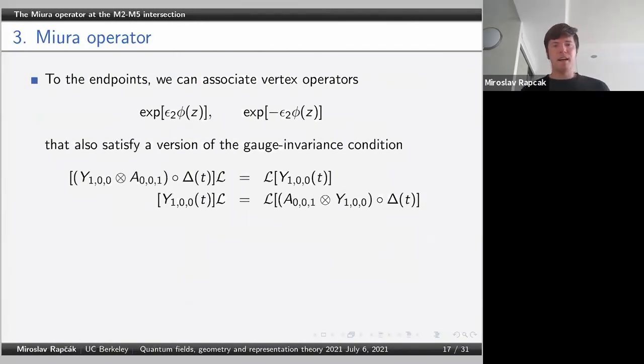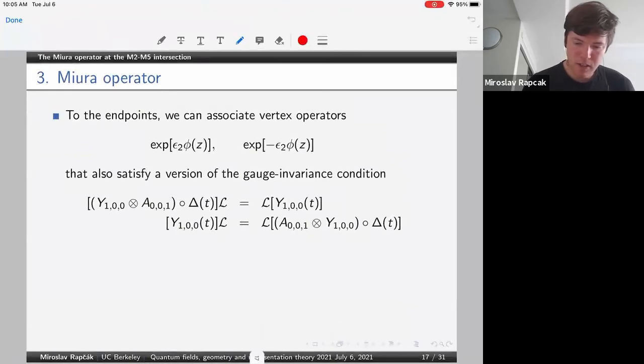Okay. A fact that has been known for quite some time in the AGT literature is that the endpoints of M2 branes actually are associated with vertex operators for the vertex operator algebra. What we've checked with Davide is that these actually also satisfy a version of the gauge invariance consistency condition, and it has the following form. You can really think about this consistency condition as being the very same condition as the one from the previous slide.